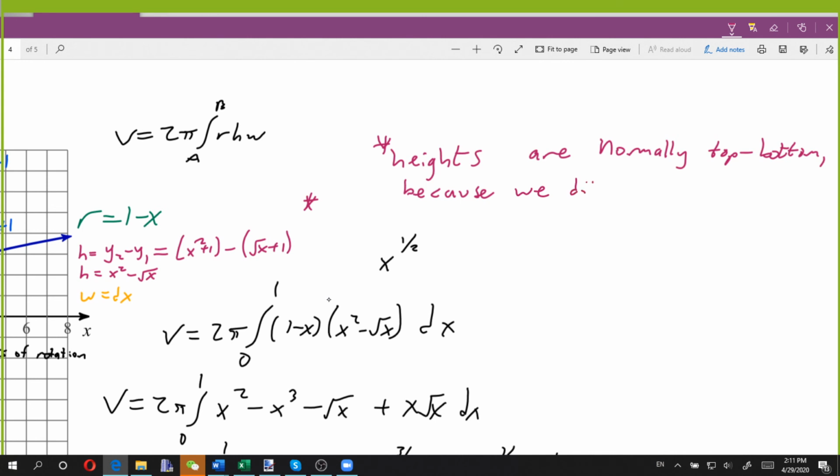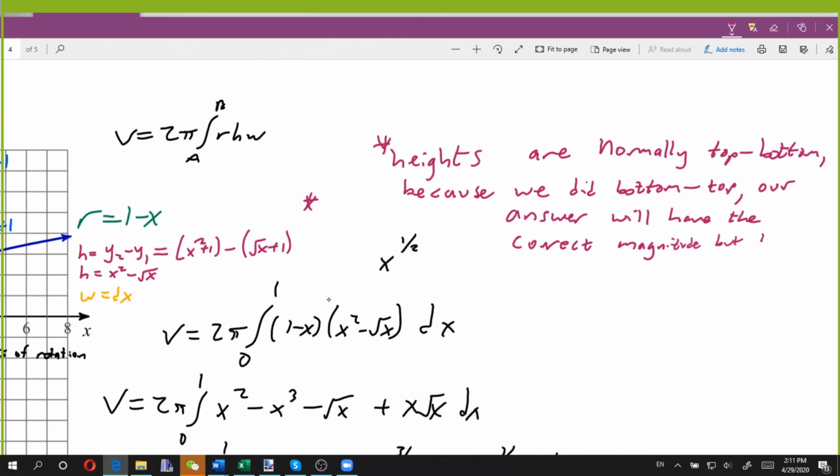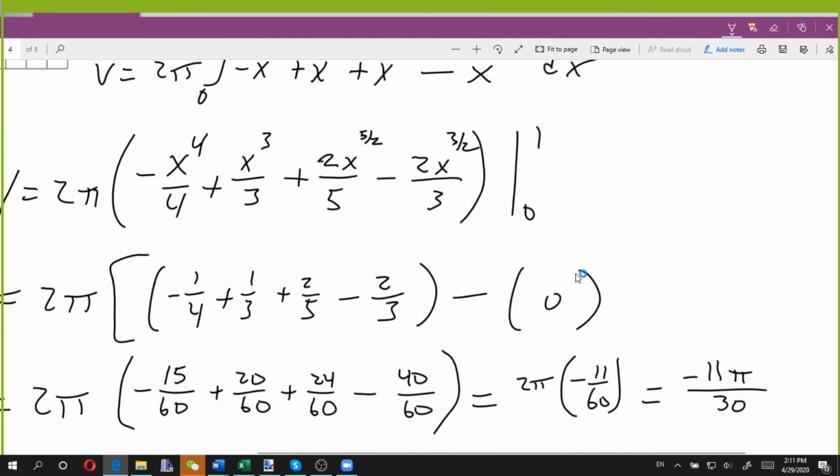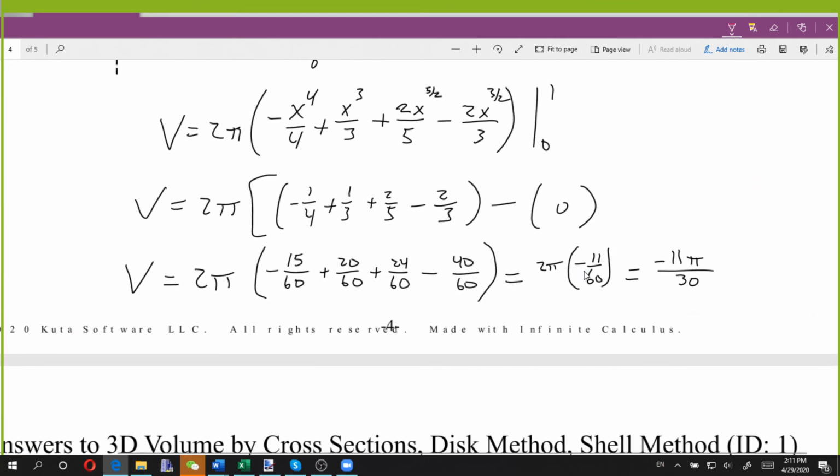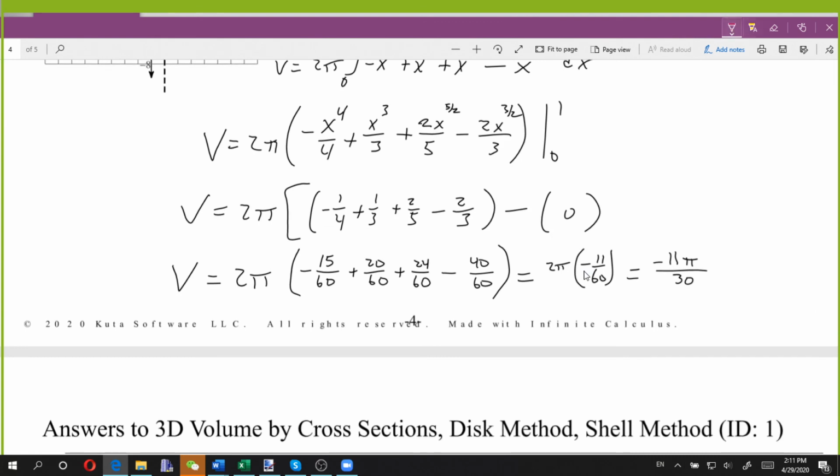So we did bottom minus top. Our answer will have the correct magnitude but be negative. Okay. I think I did that same thing on the homework for number 1. Yeah, that's the most common mistake I make too.